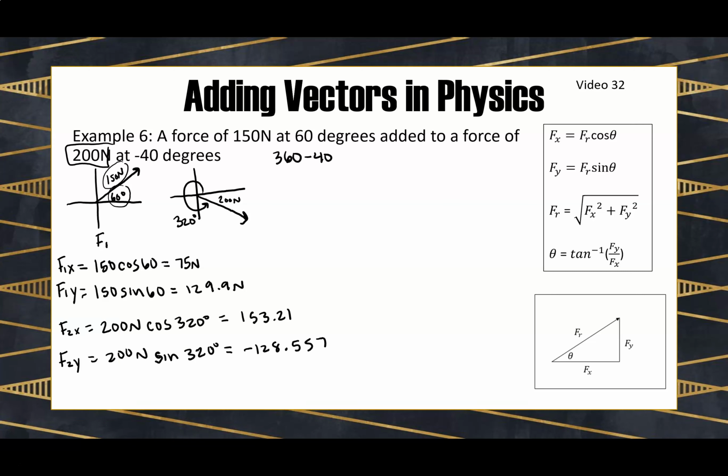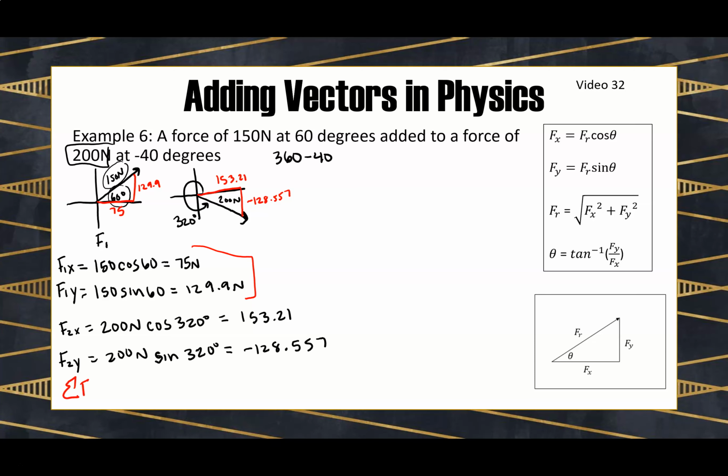Now let's talk a little bit about these answers, because it's going to help us understand how to do our angles and what sign it's going to be. This right here, we've got 75. That's essentially saying that this is 75 and that this is 129.9. And here, this is saying we are at a right, or an x value of 153.21, and then we're going down negative 128.557.